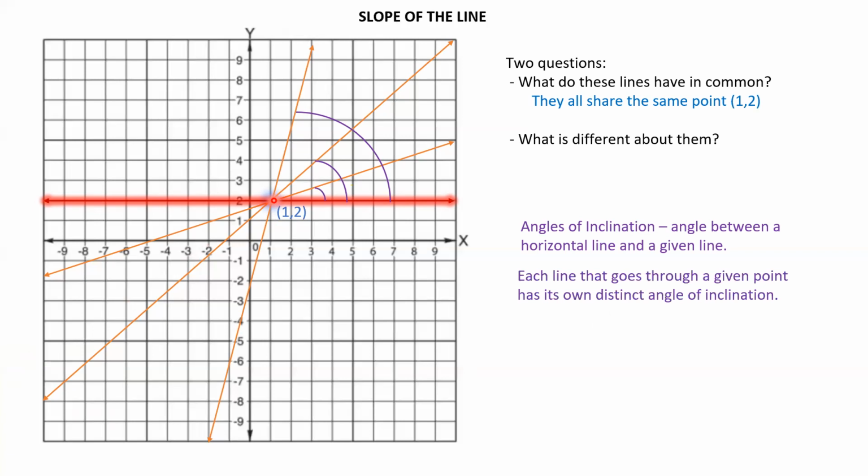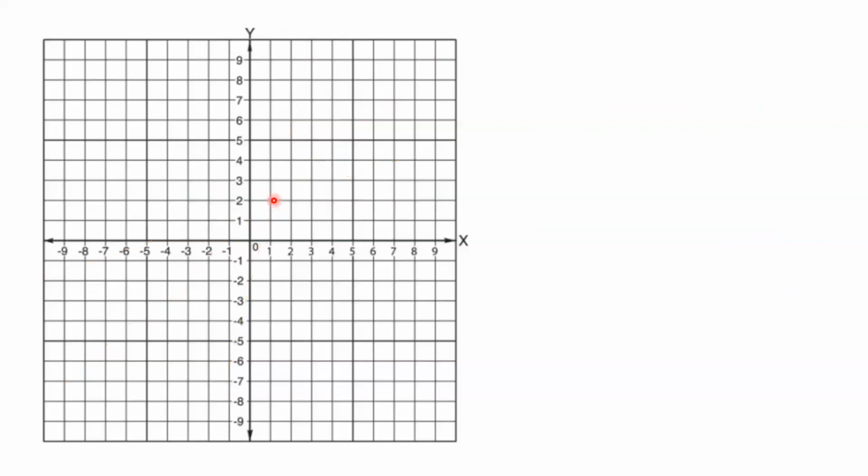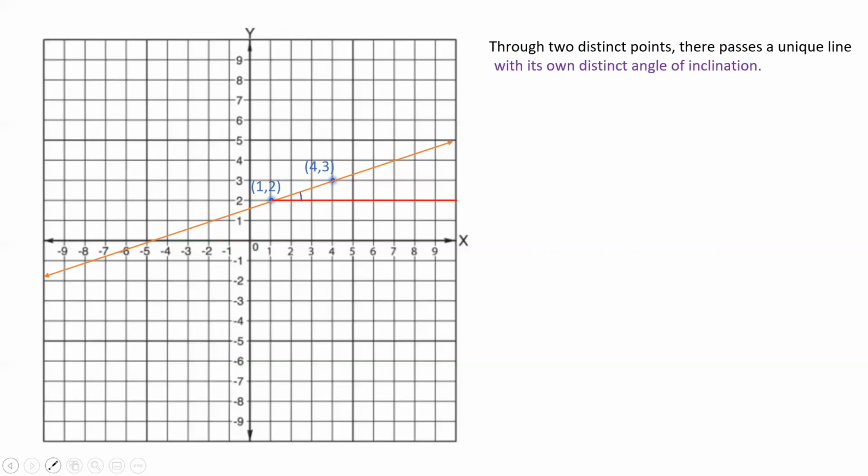So going back to our second question, what is different about all these lines? They all have different angles of inclination. Okay, so let's look now at a different problem. Again, let's say we're given a point and we could choose the same one with coordinates (1, 2), but now we're going to be given an additional point and we could choose this one with coordinates (4, 3). Through these two points, we can draw a straight line, but now it's going to be a unique line with its own distinct angle of inclination.